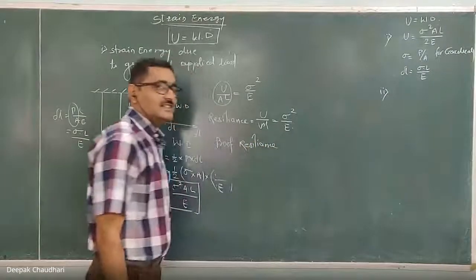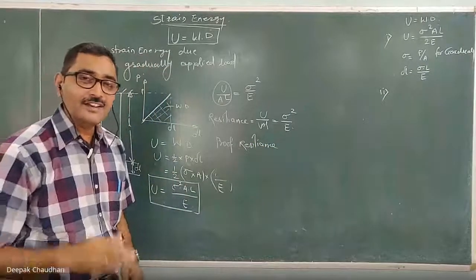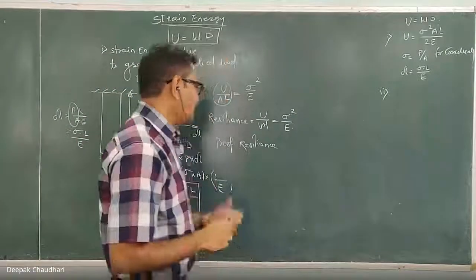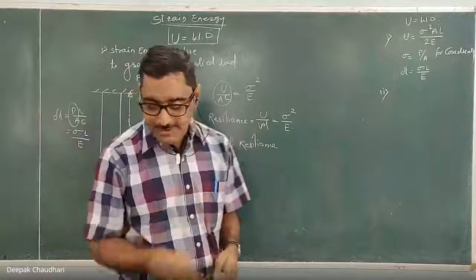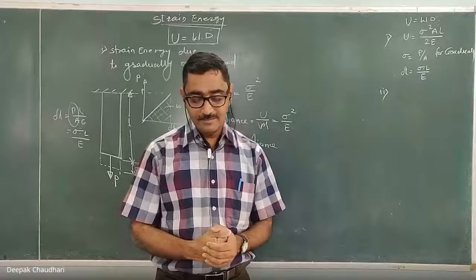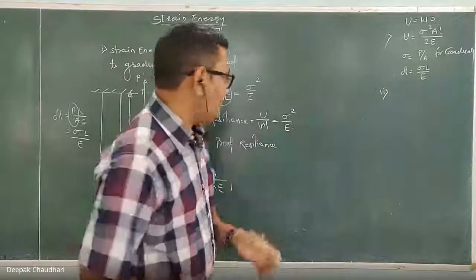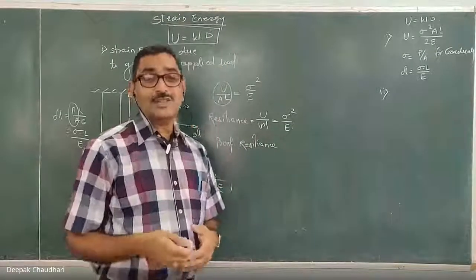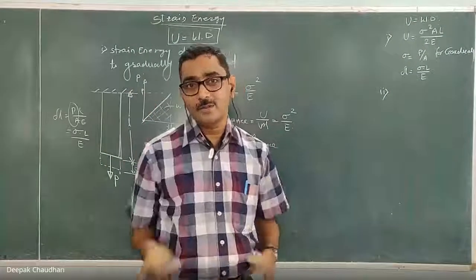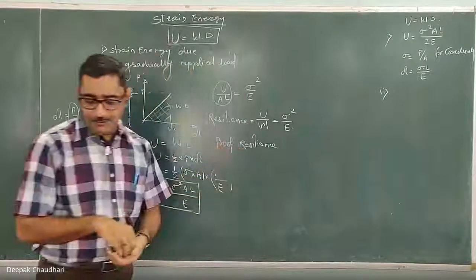It is the strain energy stored in the material per unit volume at the elastic limit. That is known as the proof resilience, and proof resilience is a mechanical property of the material. With the help of the proof resilience, we come to know the ability of the material to withstand shocks.